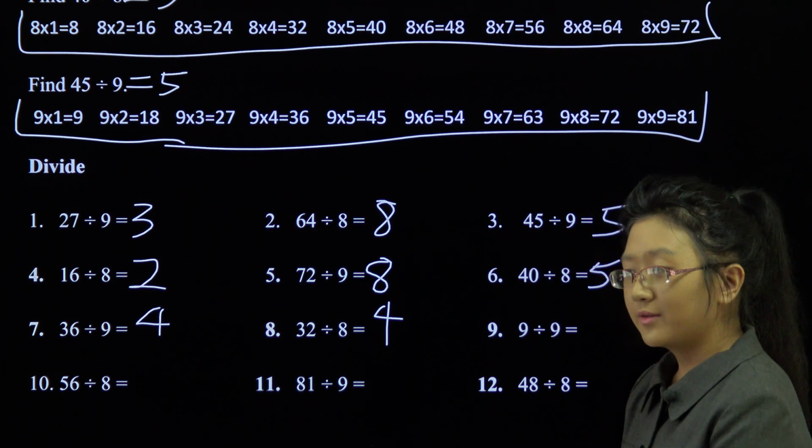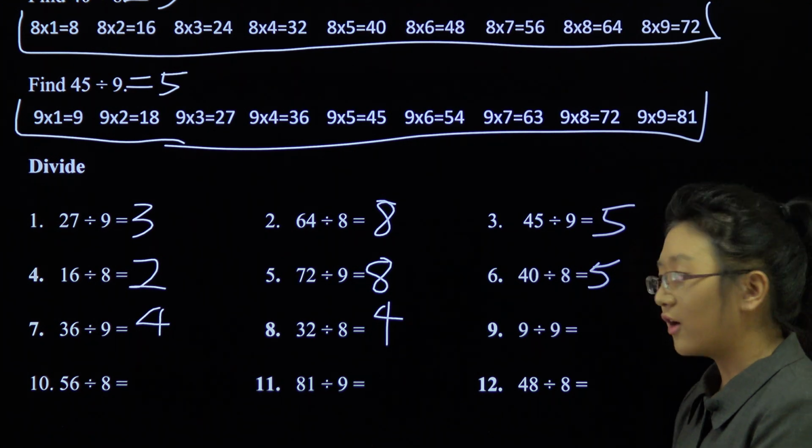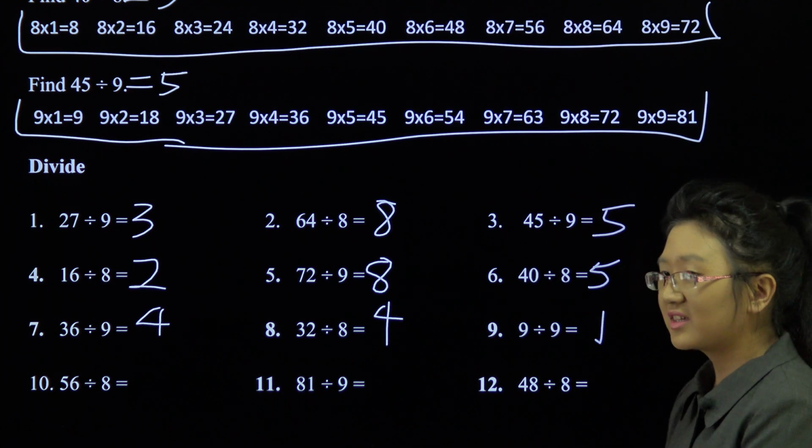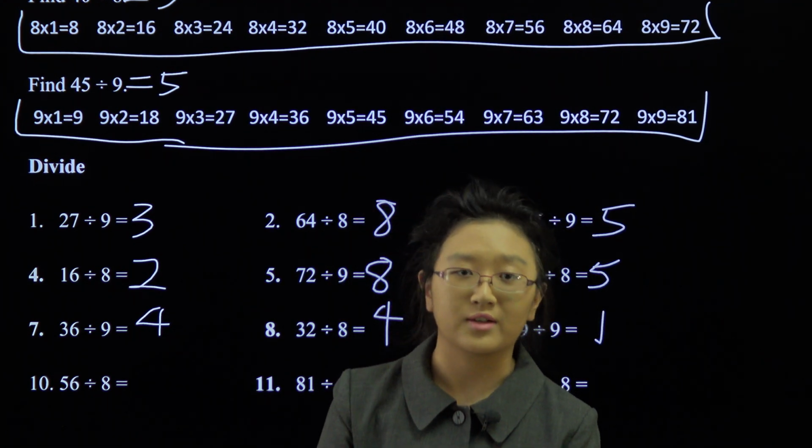9 divided by 9. Division properties. Anything divided by itself is equal to 1, unless that thing is 0. Any non-zero number divided by itself is equal to 1.